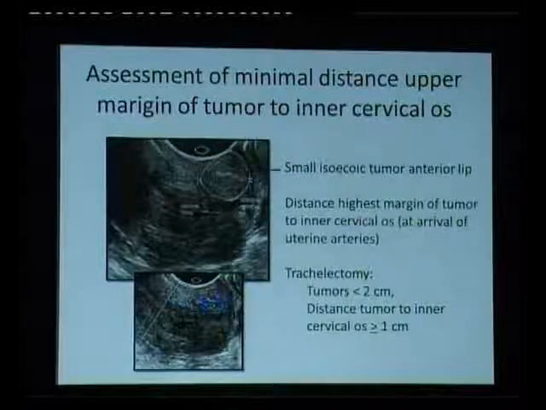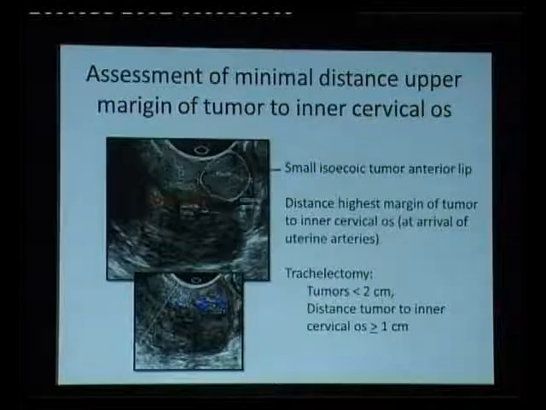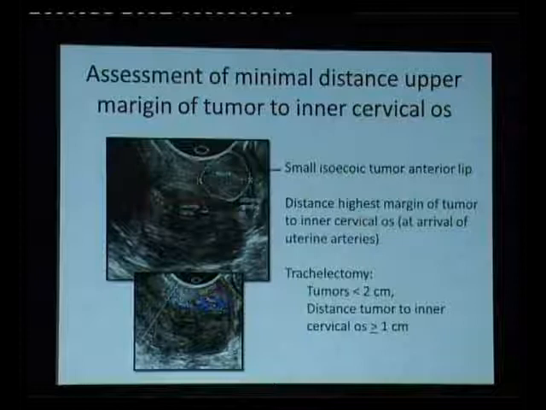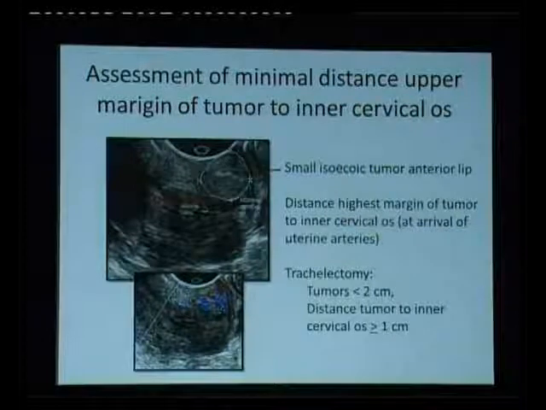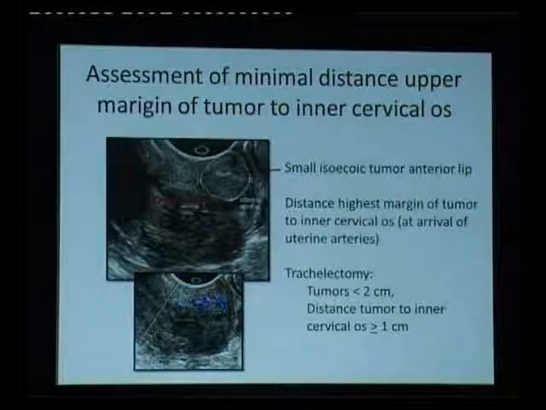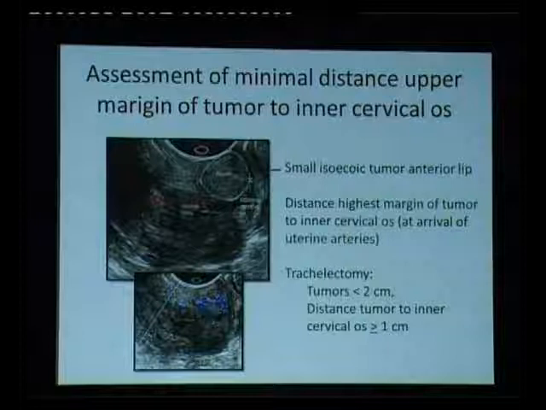In women where you consider fertility-sparing surgery using trachelectomy, it is important to try to assess if there is enough cervix left when you have resected the tumor to be able to make a cerclage. So then you should measure the distance from the cranial margin of the tumor to the inner cervical os. And this can easily be done using 3D ultrasound. I will soon show you this.